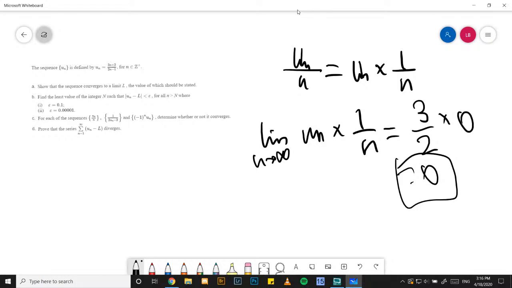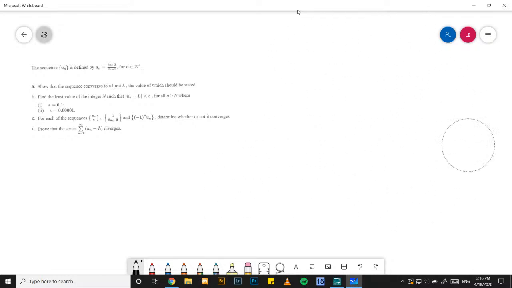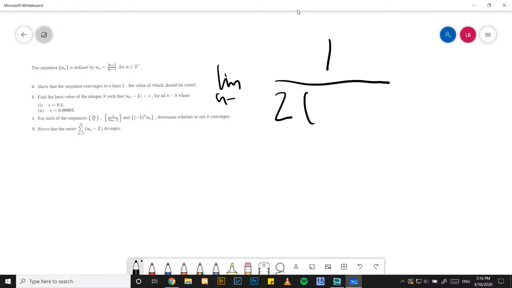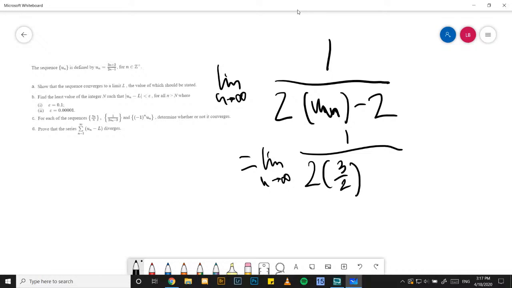Now for the second one, again we could do all of the L'Hopital's rule stuff again. You can plug it in, then do all of the manipulation to get back to the same situation. But that's not worth the time for how many marks this is worth. So 1 over 2u_n minus 2. Again, use the limit definition. You need to find the limit as n approaches infinity of 1 over 2 times 3 over 2 minus 2.